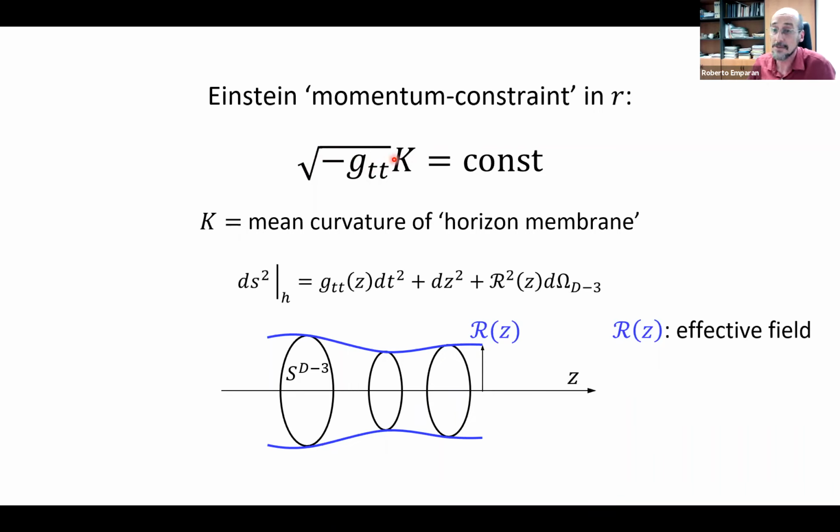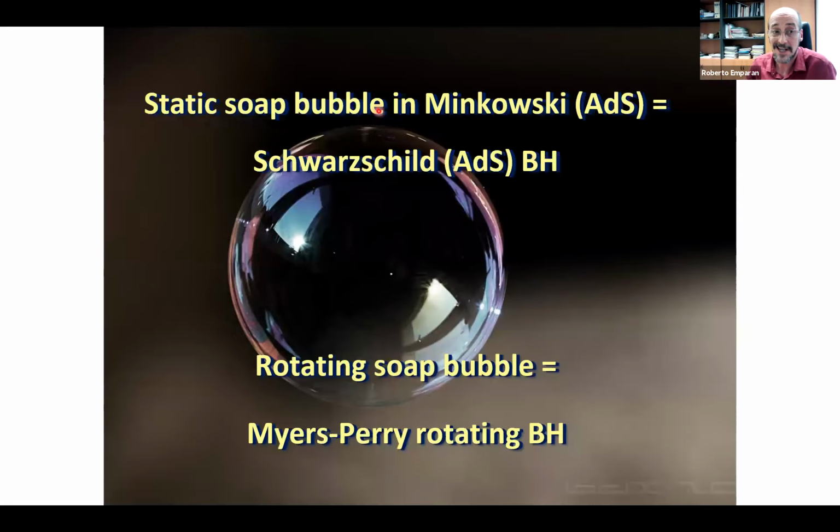Then what we find is that the shape of the horizon at large d is determined by this thing that we call the soap bubble equation. So this is a way of just saying that a static soap bubble in something that's asymptotically flat, or even in AdS, in Minkowski, is what describes the Schwarzschild black hole in the large d limit.